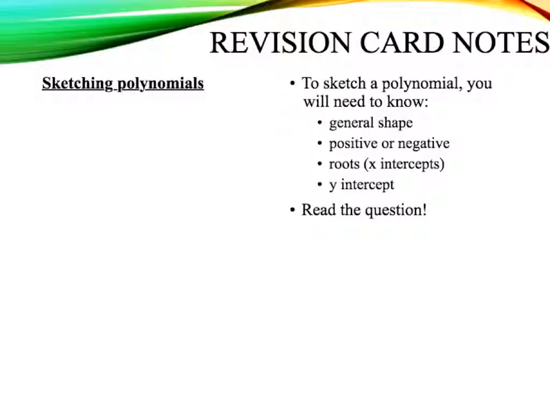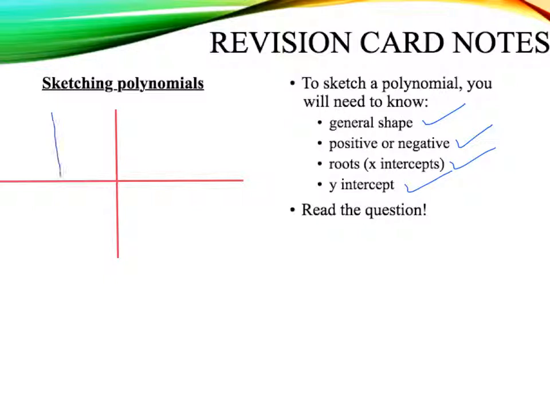Okay, if you're taking revision card notes, then this is a good thing to write down. The things that I just mentioned before: what's the general shape of the graph going to look like? Is it positive or negative? What are the roots or the x-intercepts? What's the y-intercept? And remember to read the question carefully. And so in terms of sketching, you must make sure that you have this sort of information on there. So if it was a negative x cubed, make sure it comes this way. Make sure you identify really clearly what these values are.